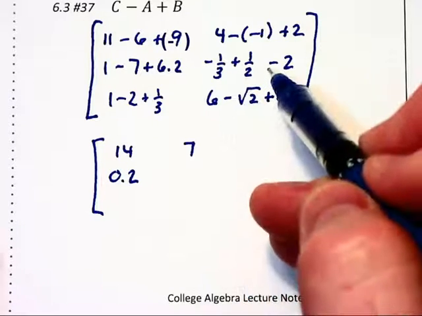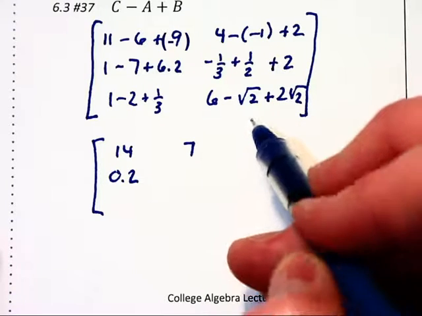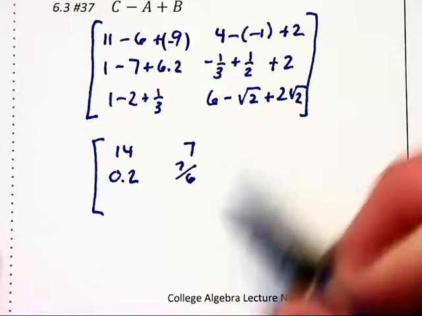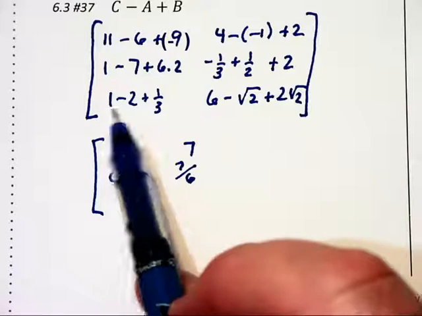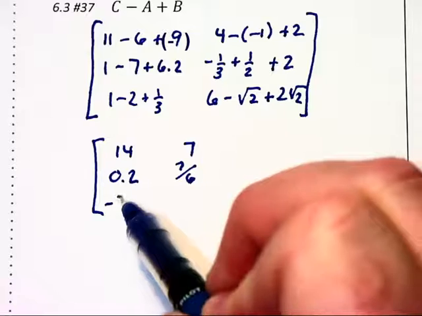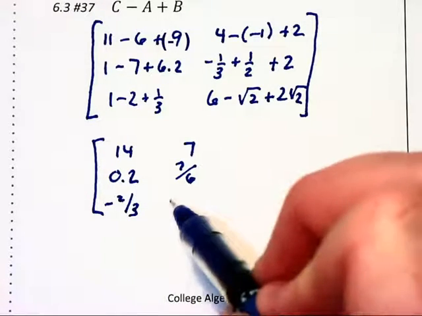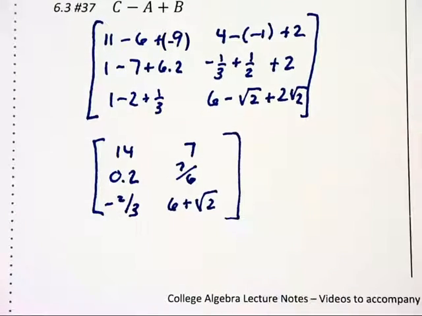1/6 plus 2 is 2 1/6, which is 13/6. I had a mistake in there, which I corrected. Now 1 minus 2, that's negative 1 plus a third, that's negative 2/3, and then finally 6 plus root 2 down in the bottom right corner. And there you have it.